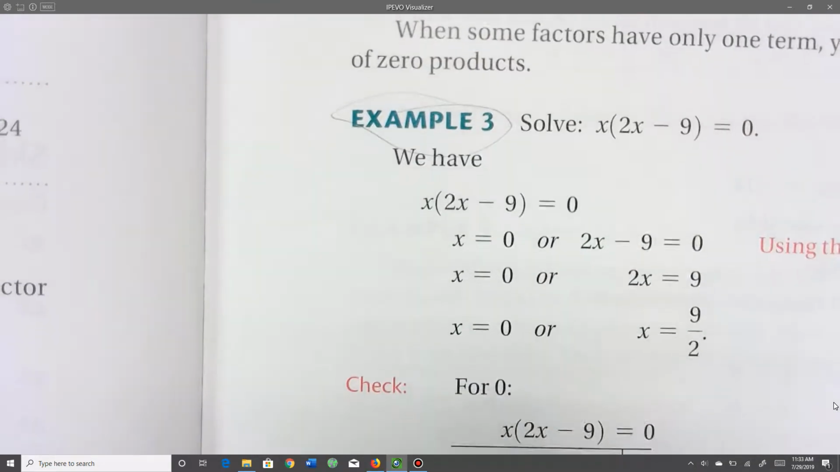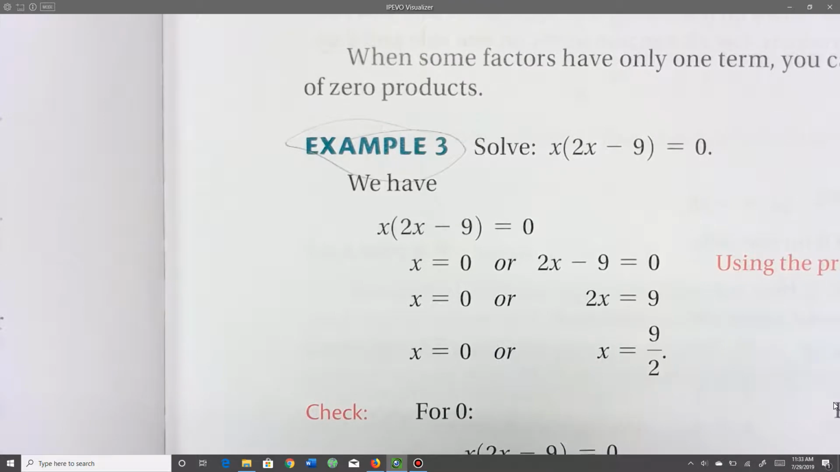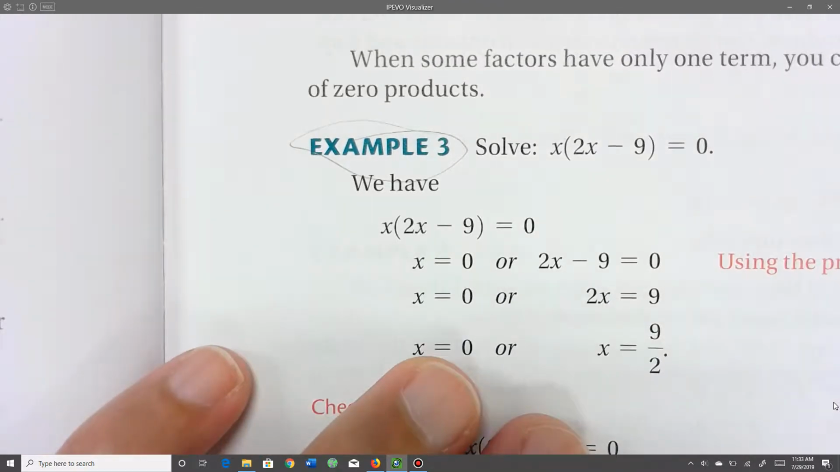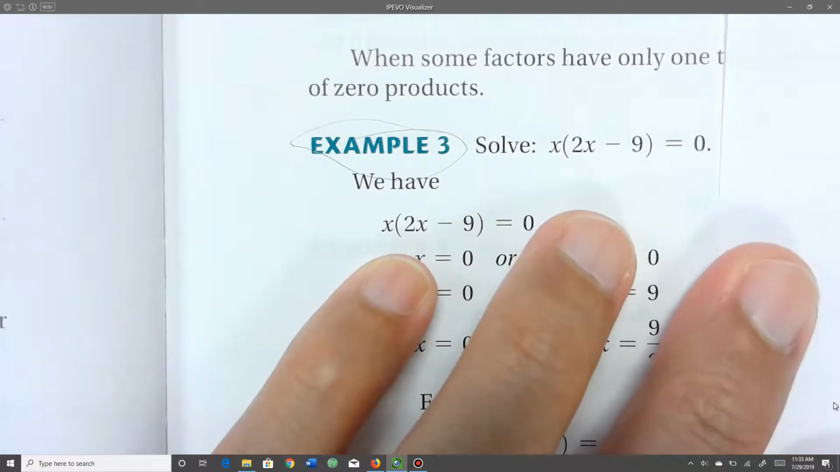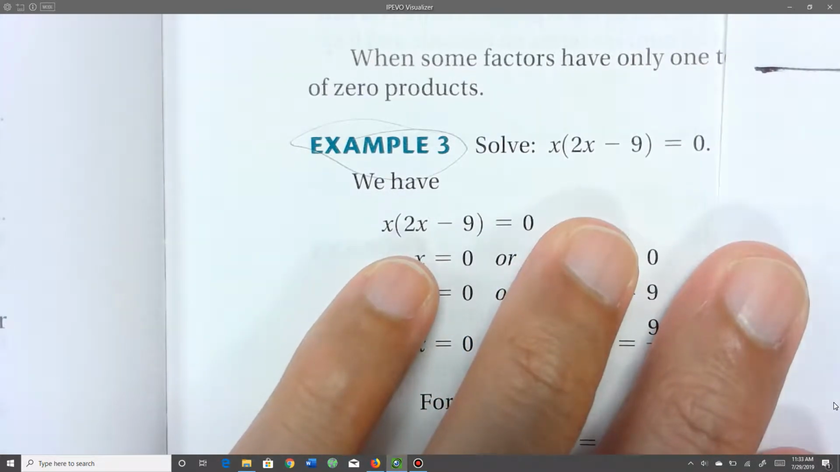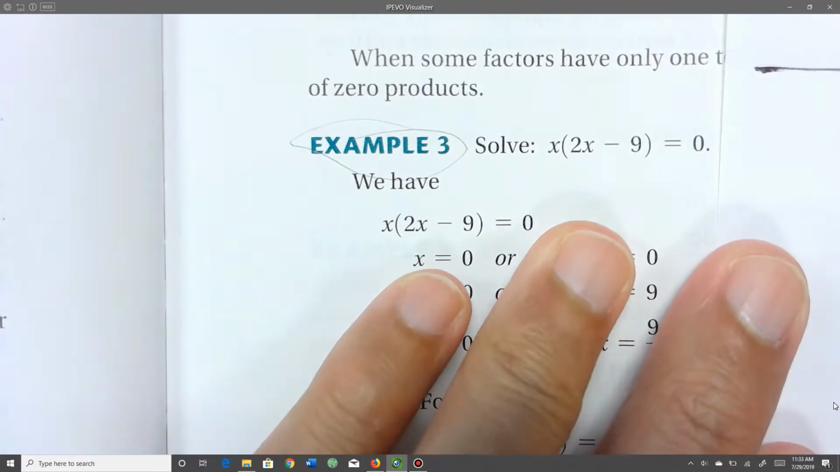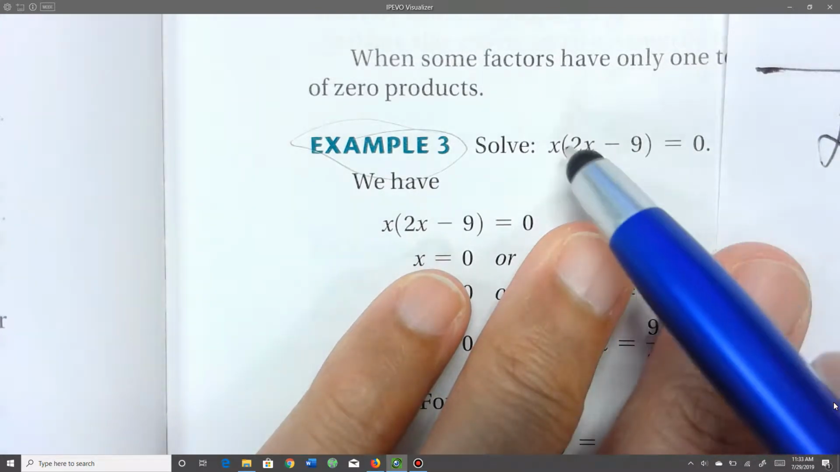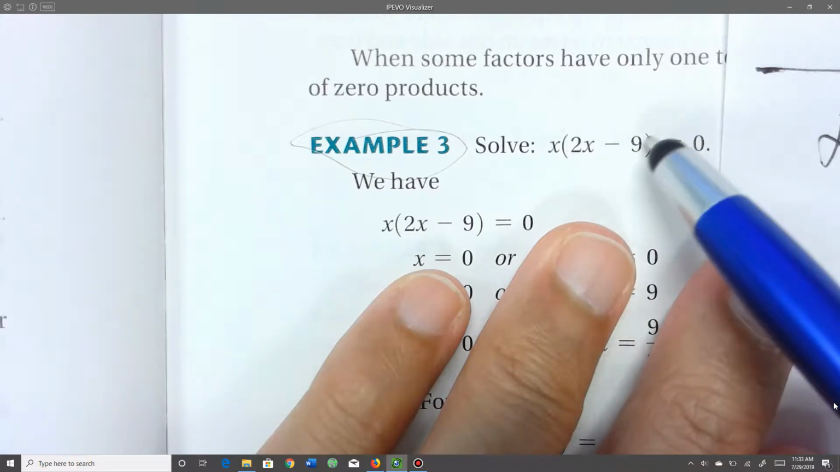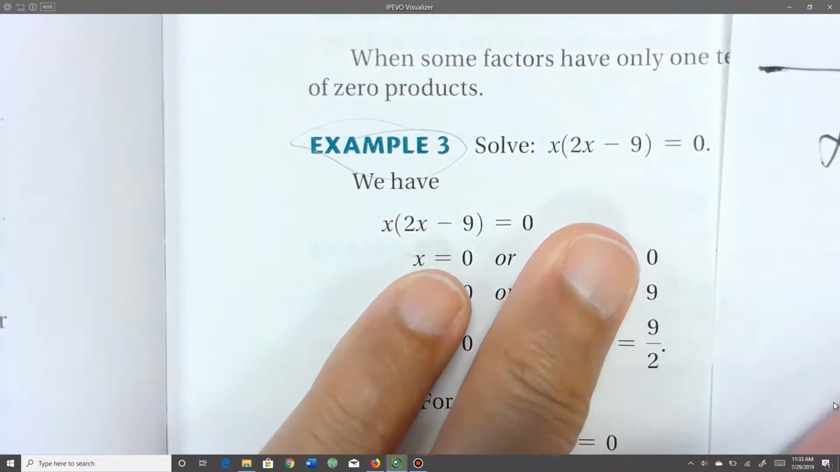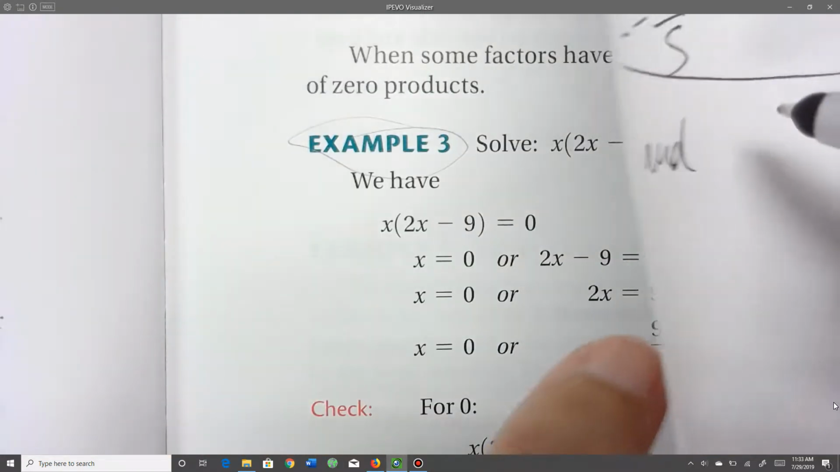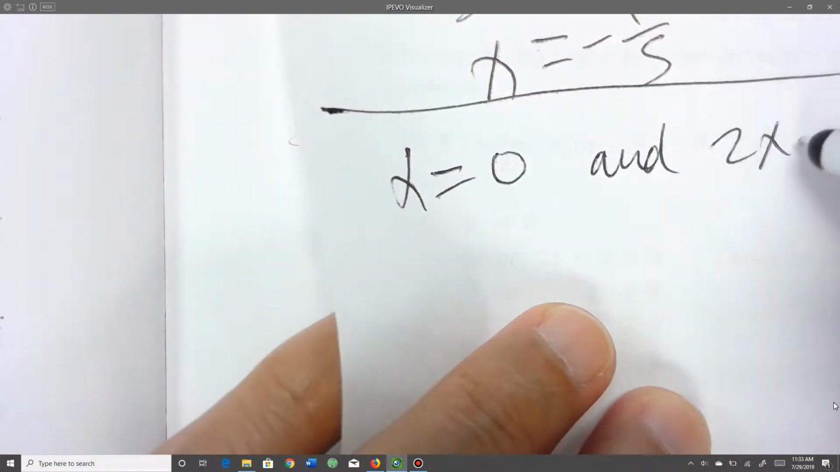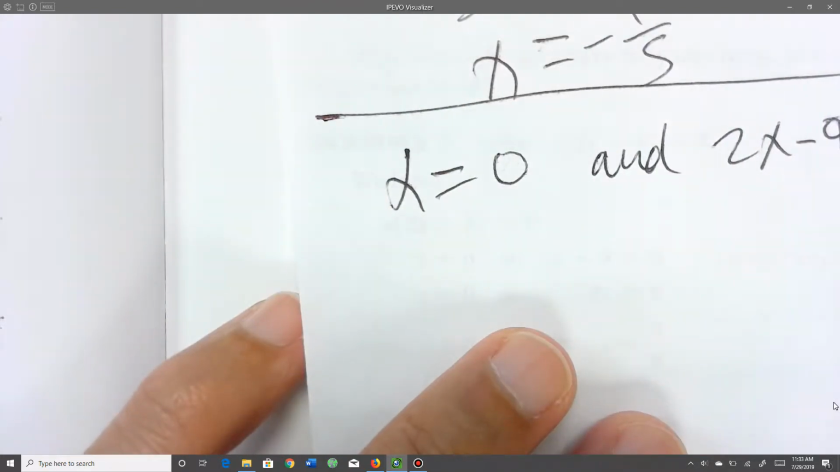All right. So let's move on to this one here. Again, make sure you set the equation equal to 0, because that's what allows us to write it as two different equations. So because x could either be 0 or this parenthesis could be 0, right? x equals 0 and 2x minus 9 equals 0.